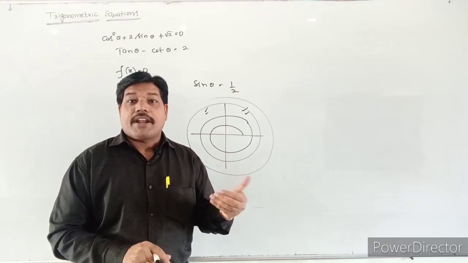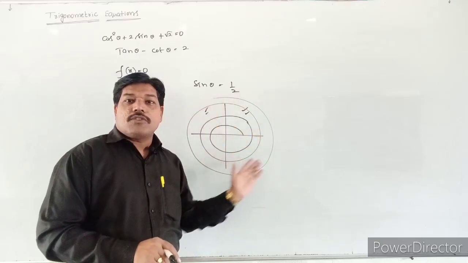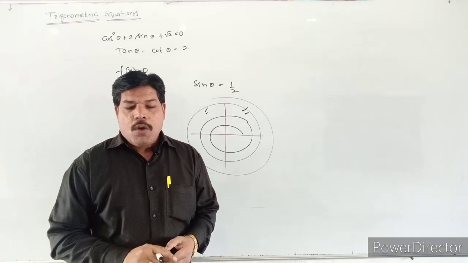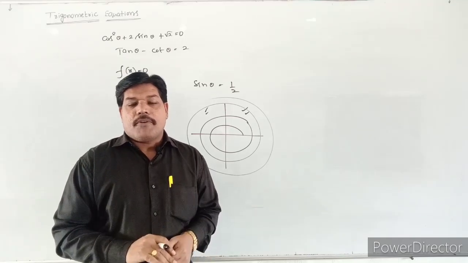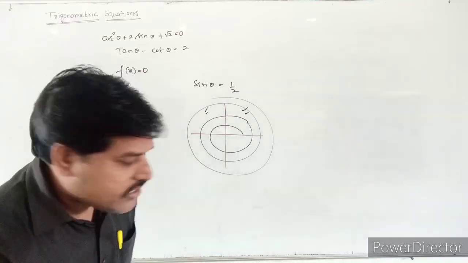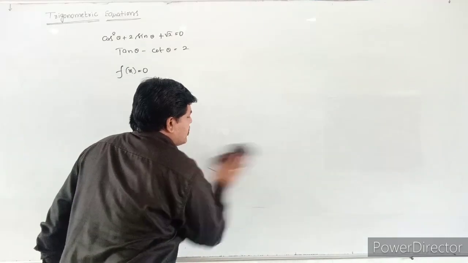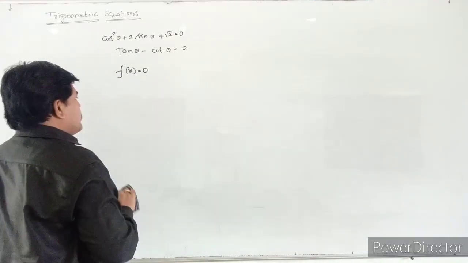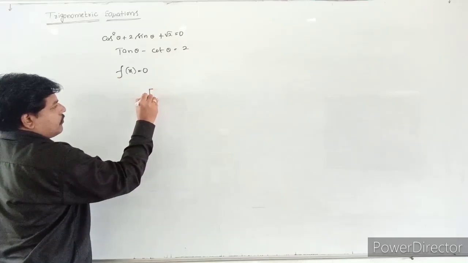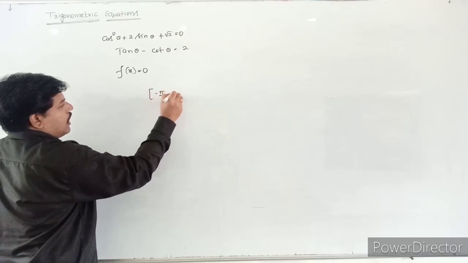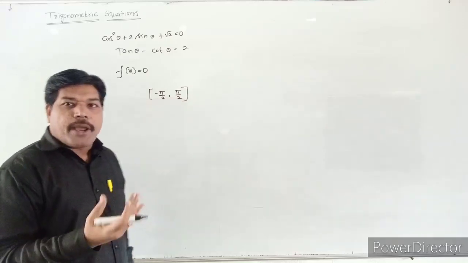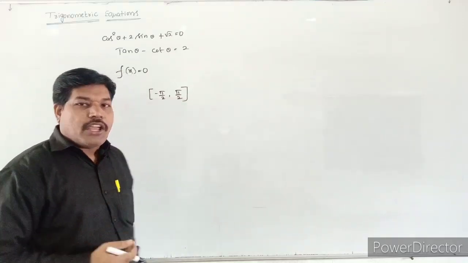So here the general solution means we have to identify the set of all solutions. What is the meaning of the principal solution? The principal solution is nothing but there exists a unique value of x in minus pi by 2 comma pi by 2 for the trigonometric equation.